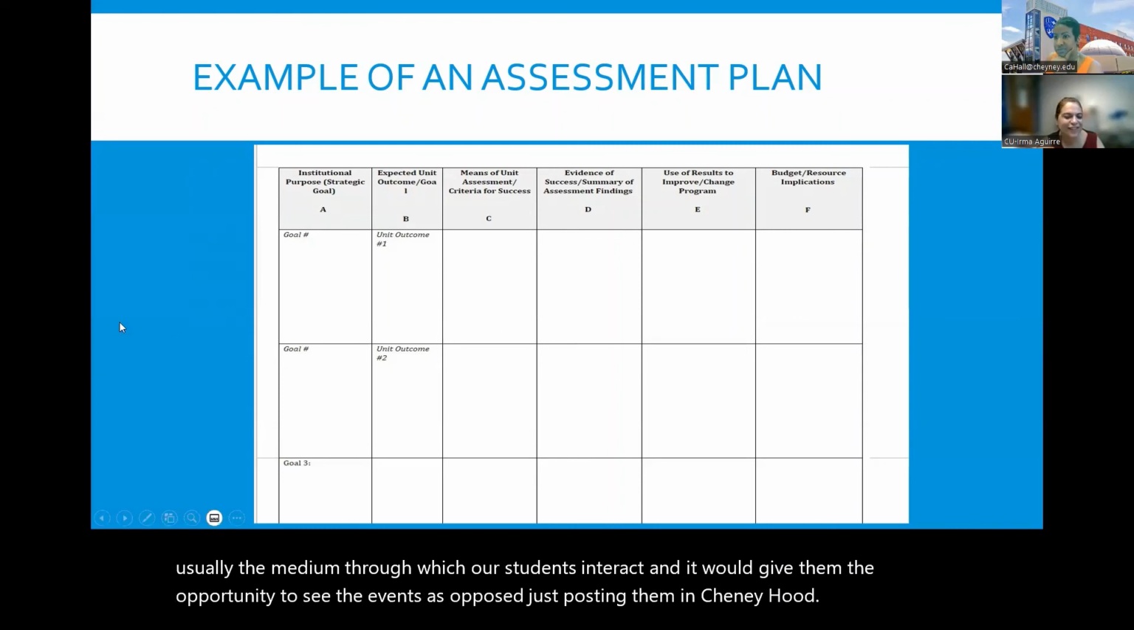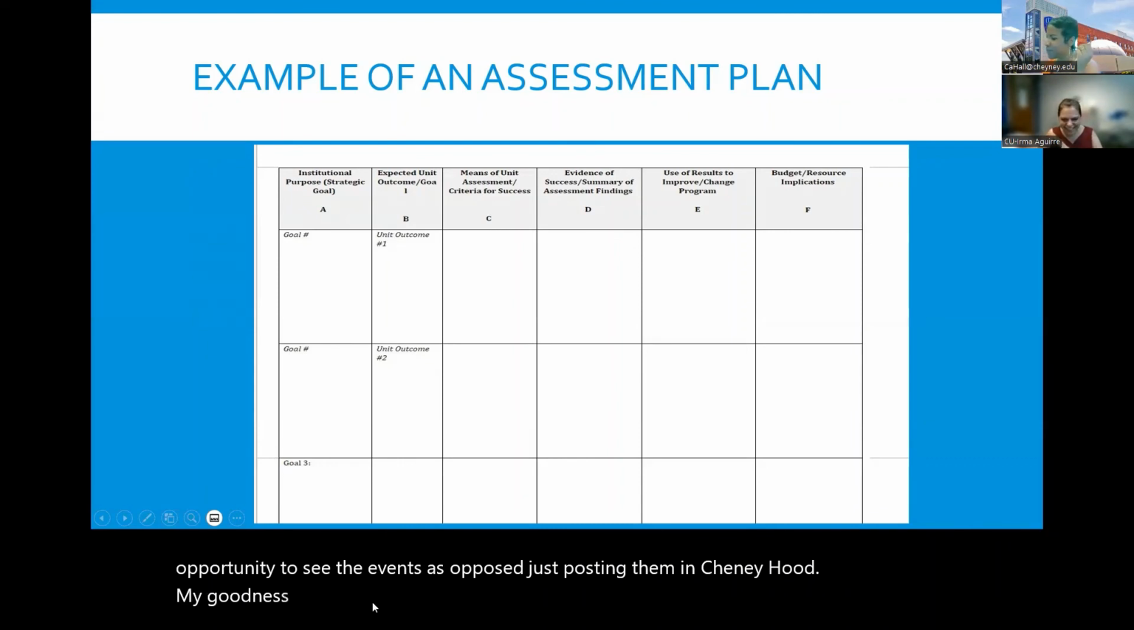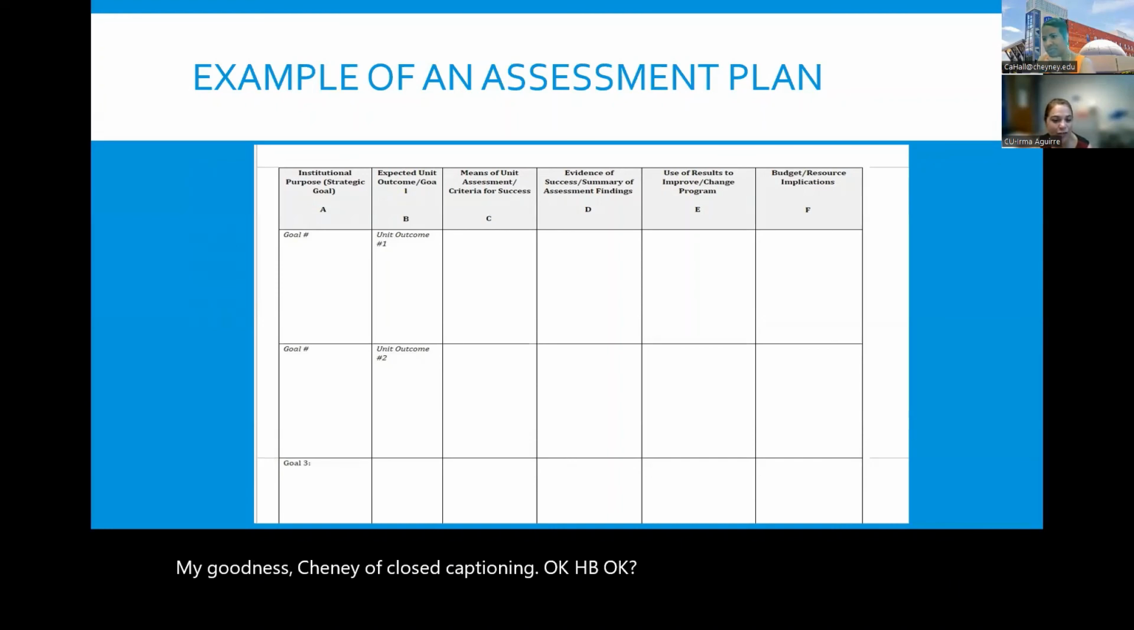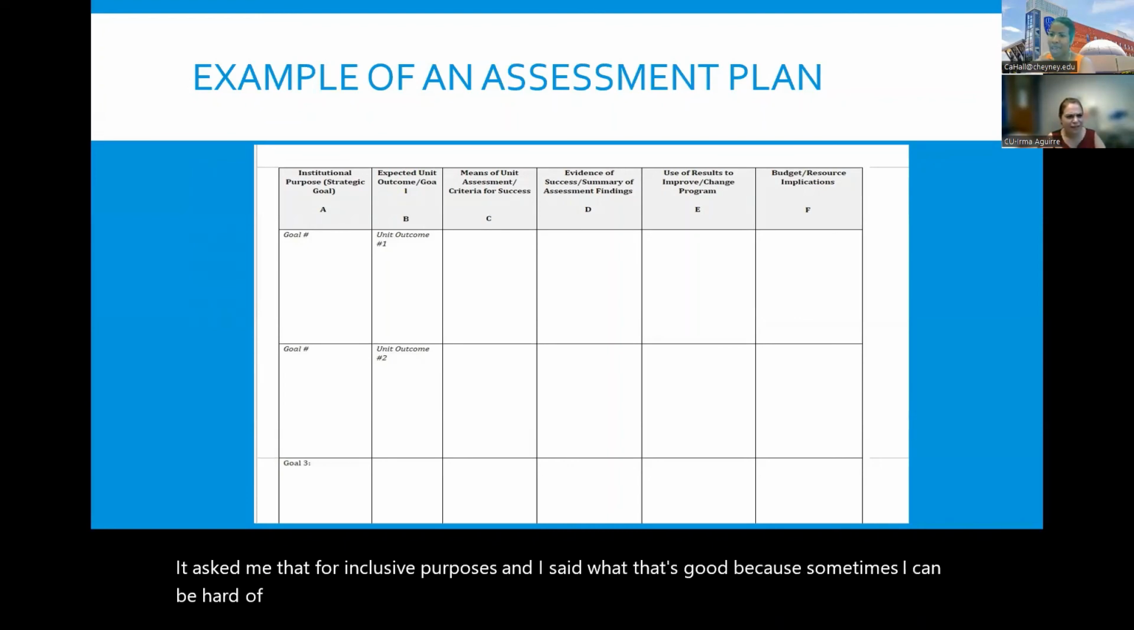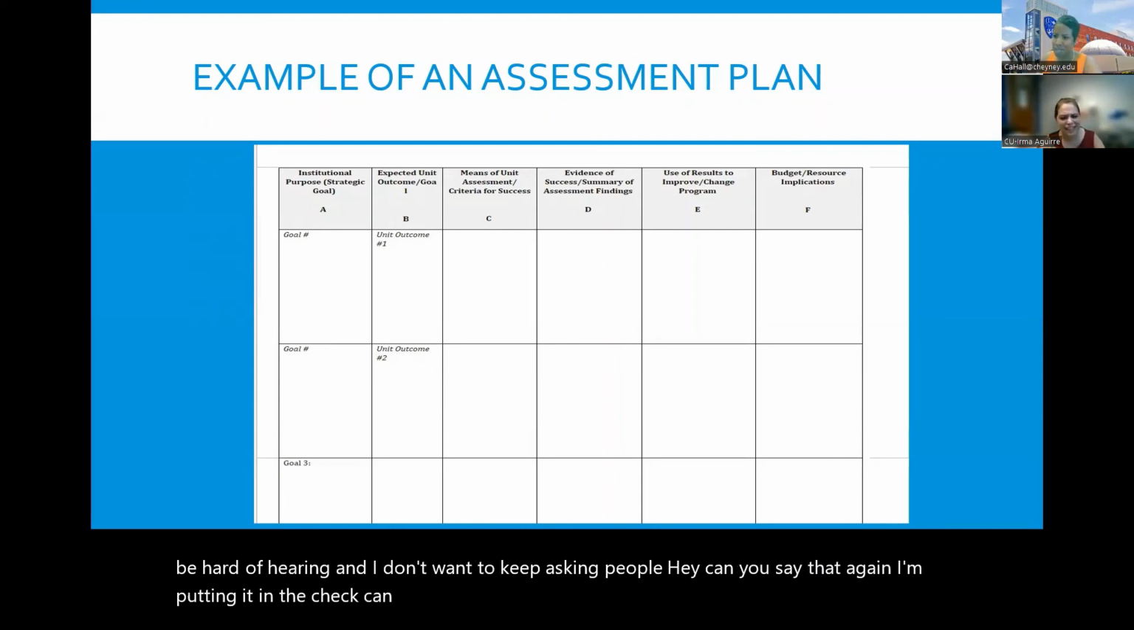It said Cheney Hood. Did you see that on the bottom? Oh my goodness. Cheney Hub, okay, Hub, H-U-B. No, it's funny. I never saw that you can record yourself, like what you're saying at the bottom. That is so cool. Yeah, it asked me that, for inclusive purposes. And I said, you know what, that's good, because sometimes I can be hard of hearing, and I don't want to keep asking people, hey, say that again. I'm putting it in the chat. Can you repeat that? Yeah.